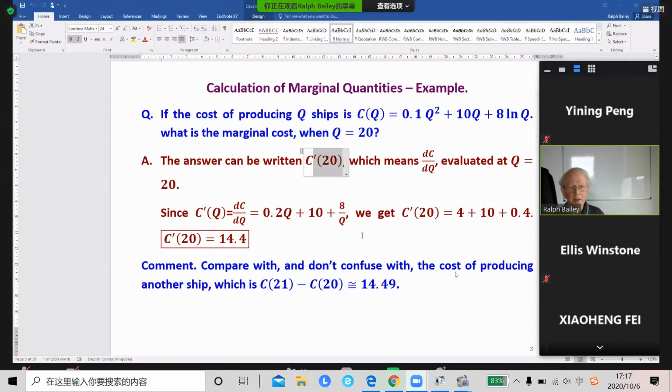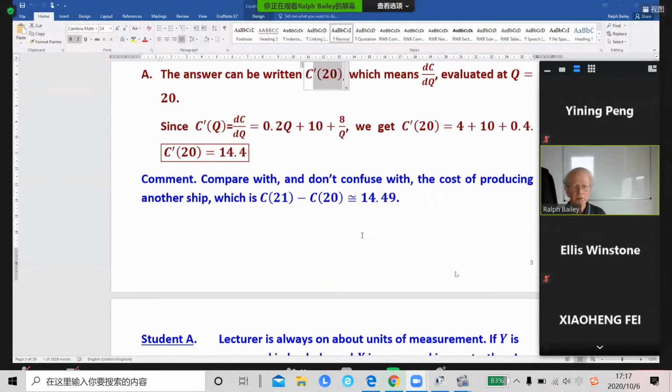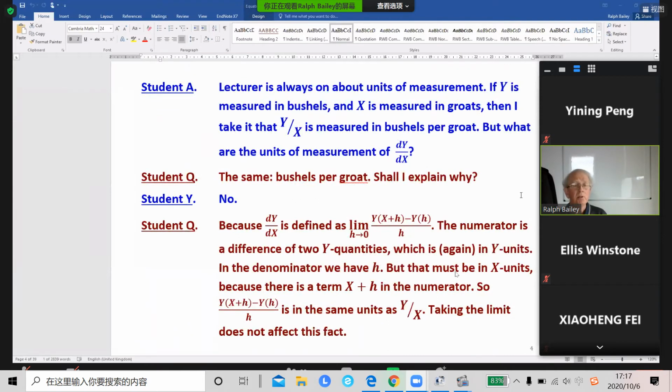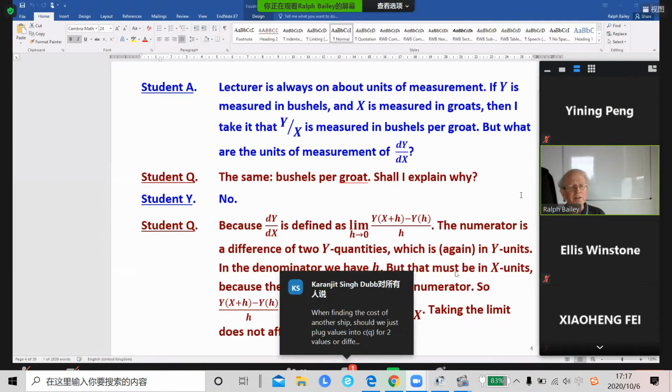Now this point's about the unit of dy by dx. The take-home message is that they're the same as the units of y over x. And if you just want to memorize that fact and aren't interested in the explanation, that's fine. Student Q at the bottom of the screen explains in rather large detail, and that's a good explanation.